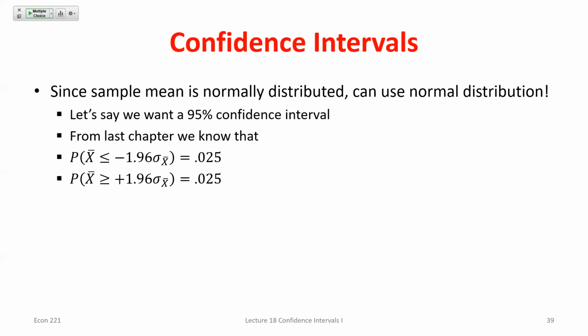And for every sample mean value out here in my tails, my confidence interval wouldn't include that true population mean. So I know that for 95% of these sample means, when I build my confidence interval, it'll include that true population mean. I know that for 5%, 0.025 probability here, 0.025 probability here, for 5% of the sample means that I would see, my confidence interval wouldn't include that true population mean.